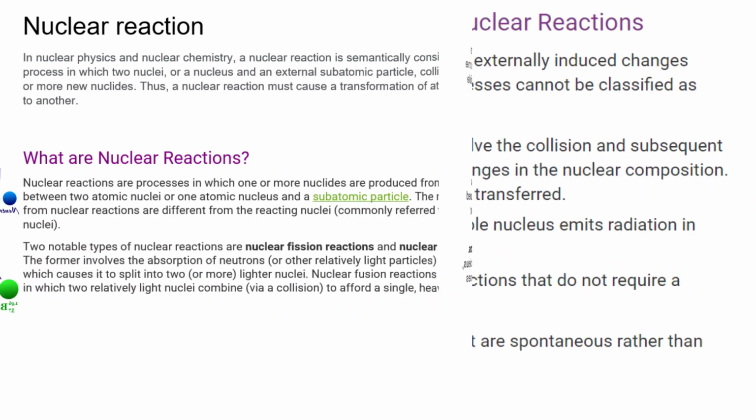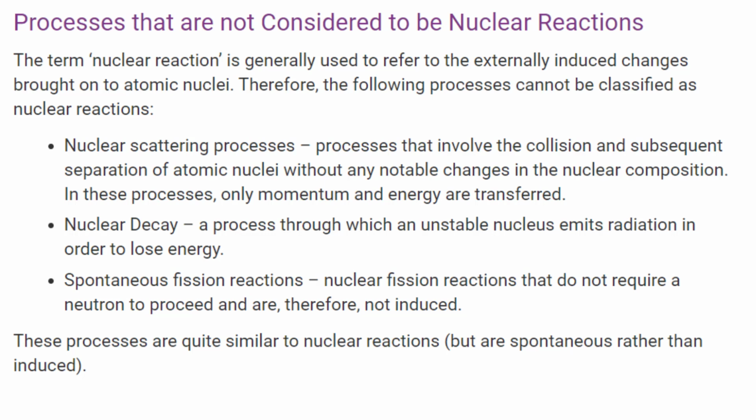heavier nucleus. Processes that are not considered to be nuclear reactions. The term nuclear reaction is generally used to refer to the externally induced changes brought on to atomic nuclei. Therefore, the following processes cannot be classified as nuclear reactions. Nuclear scattering processes: processes that involve the collision and subsequent separation of atomic nuclei without any notable changes in the nuclear composition. In these processes, only momentum and energy are transferred.